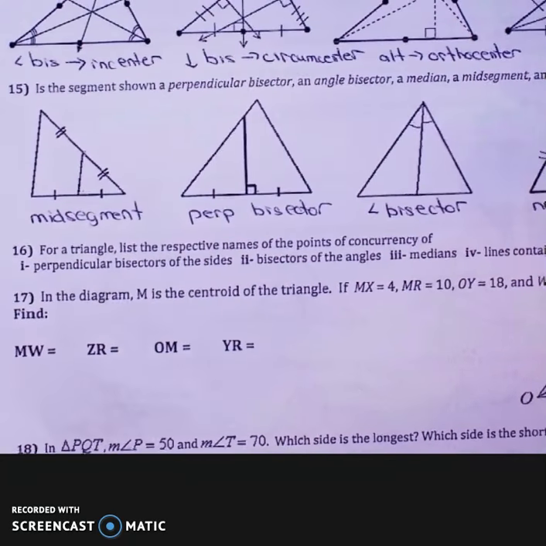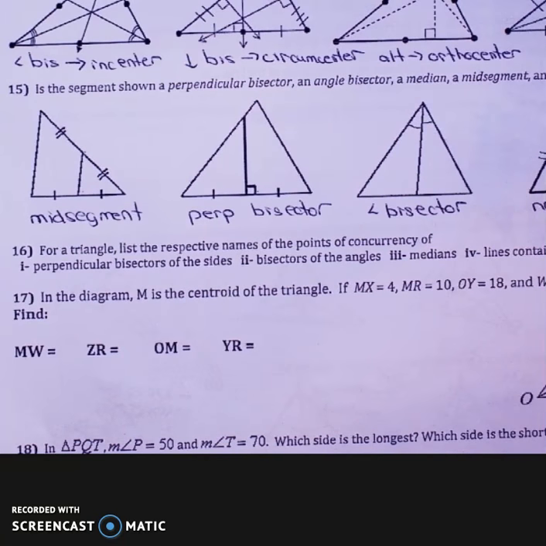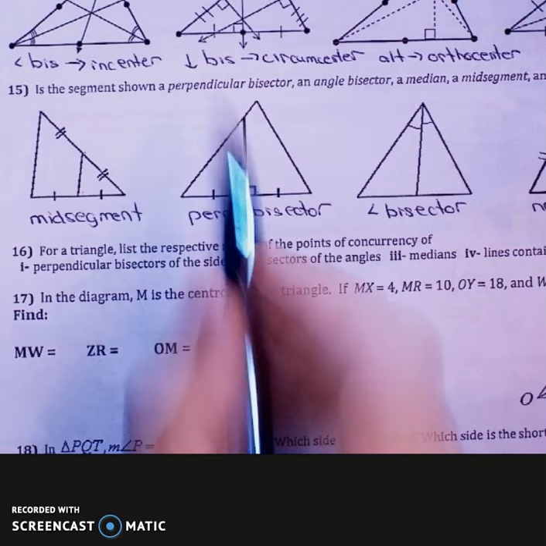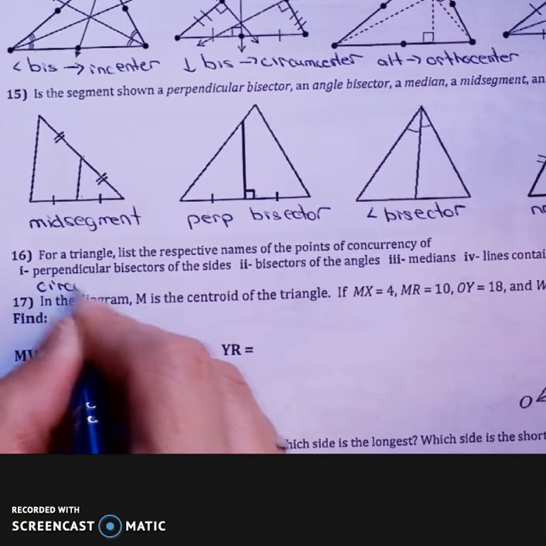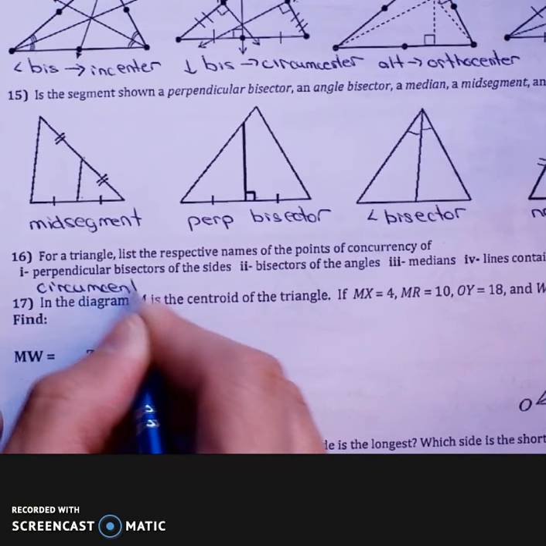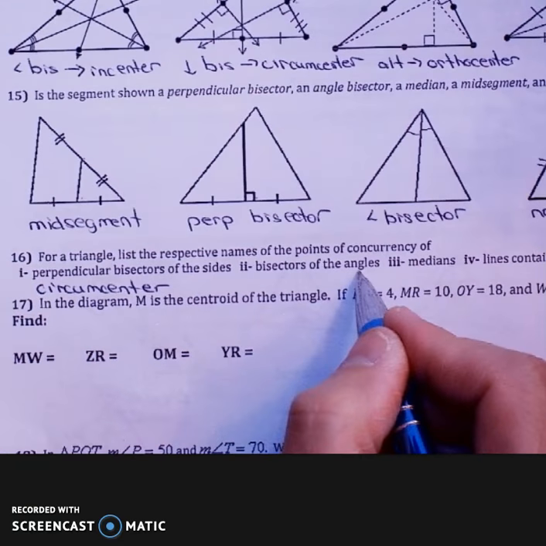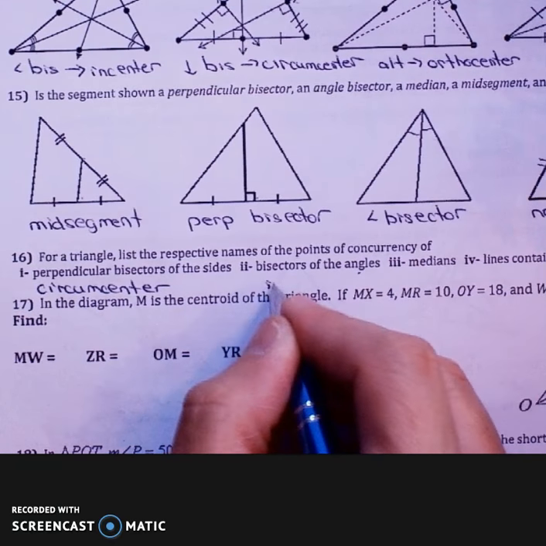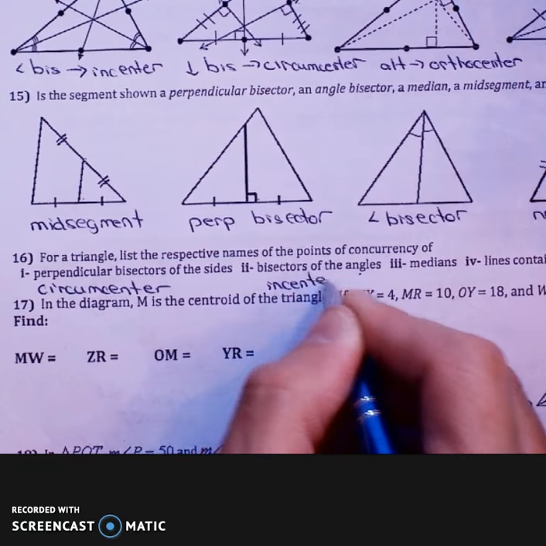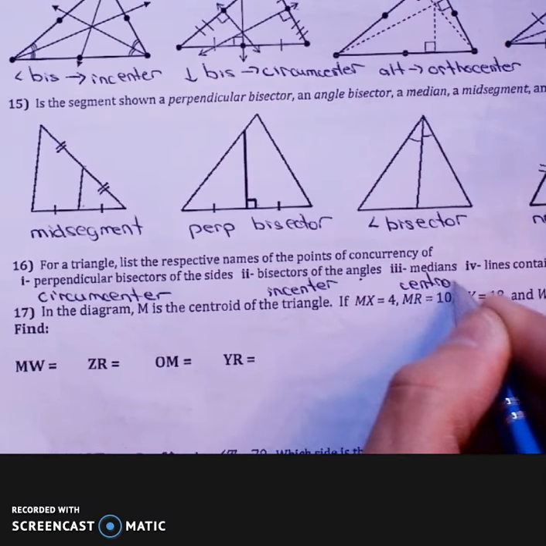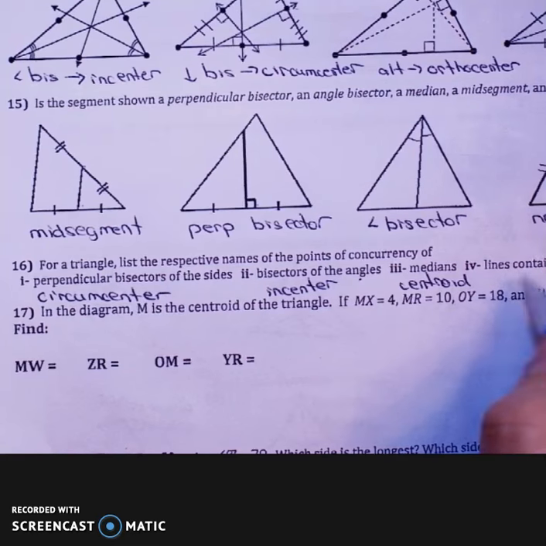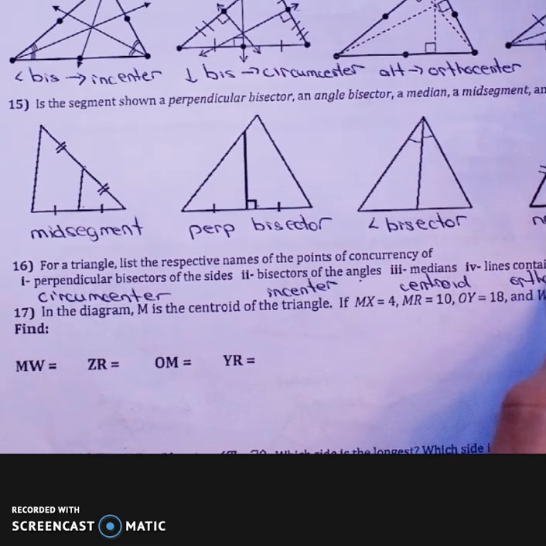Okay, for 16, for a triangle, list the respective names of the points of concurrency of the perpendicular bisectors. And really, we just did this right above. Perpendicular bisectors, again, give us the circumcenter. The bisectors of the angles give us the incenter. The medians give us the centroid. And the altitudes give us the orthocenter.